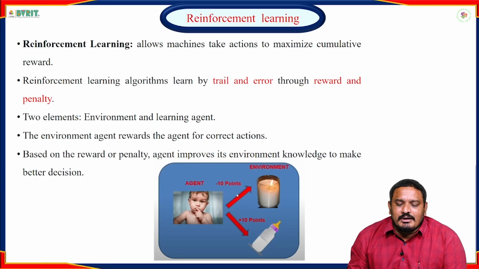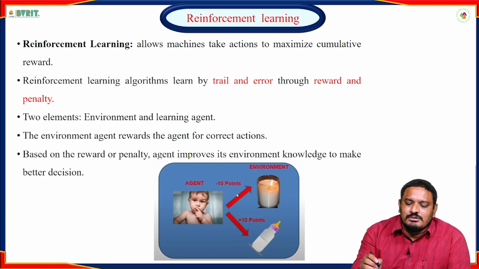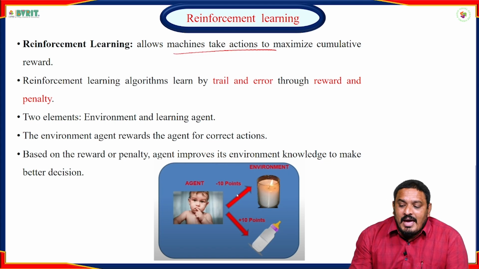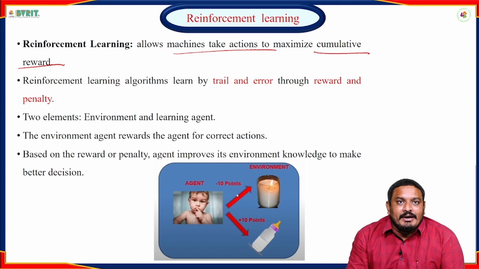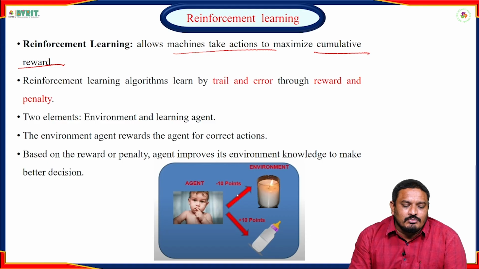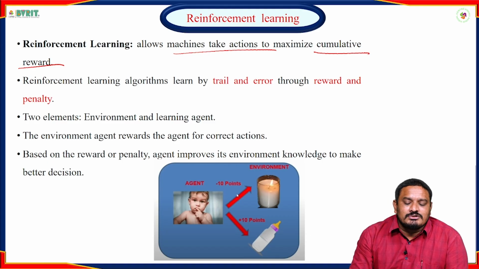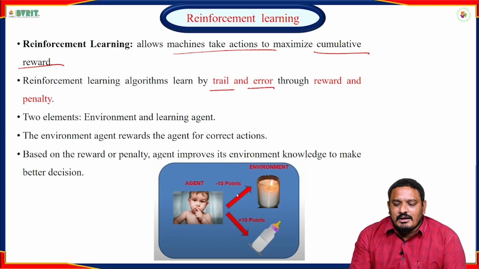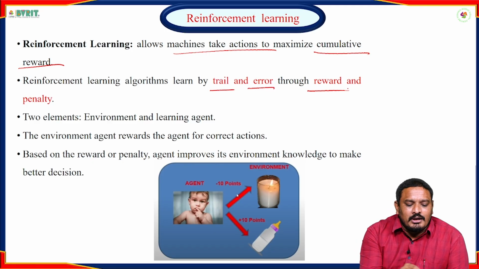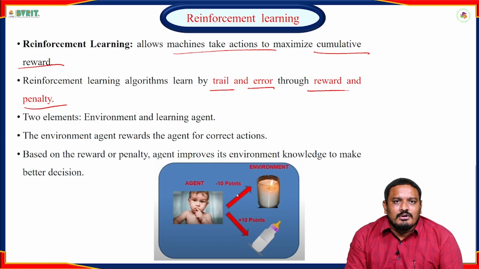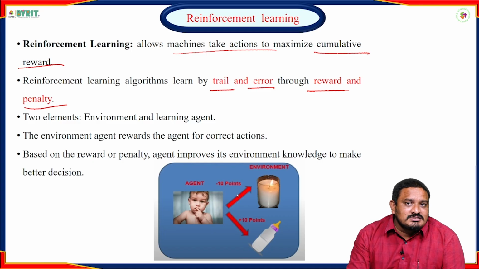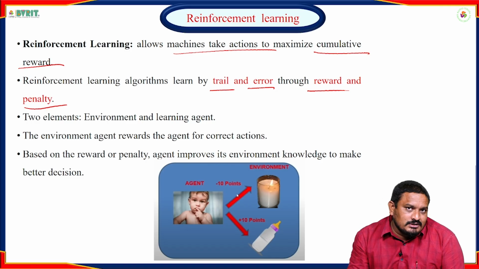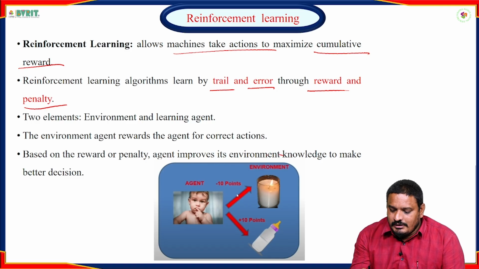Coming to reinforcement learning. Reinforcement learning allows a machine to take actions to maximize the cumulative rewards. Reinforcement learning learns from trial and error, through reward and penalty. In this reinforcement learning, there are two important elements. First element is environment.